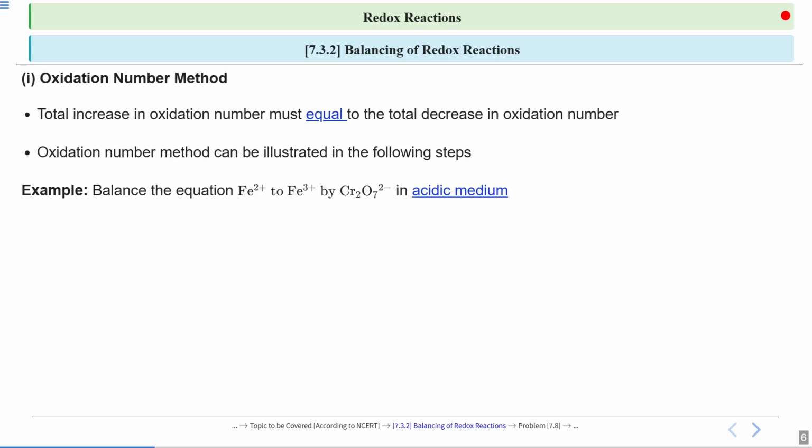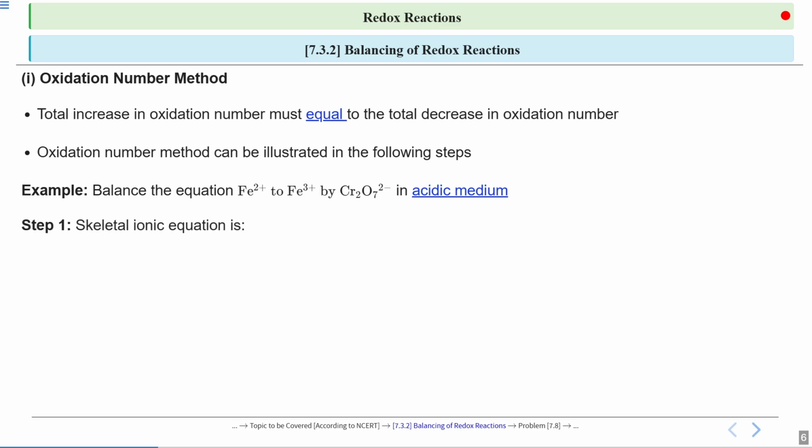So here, what we are doing? First of all, we will understand this oxidation number method, that is, how we can make these equal. What we will do is first write the skeletal chemical equation for the reaction provided to us, and then we will try to balance the equation. To understand this method of balancing redox reactions, we will take an example and understand the method with the help of that.